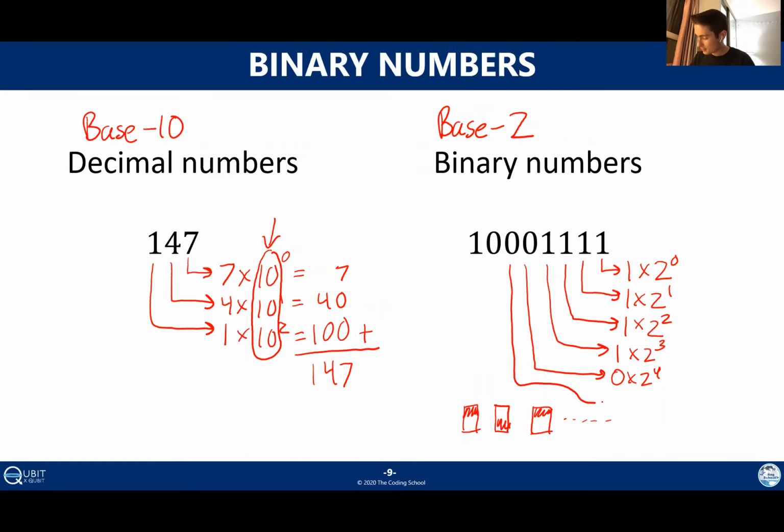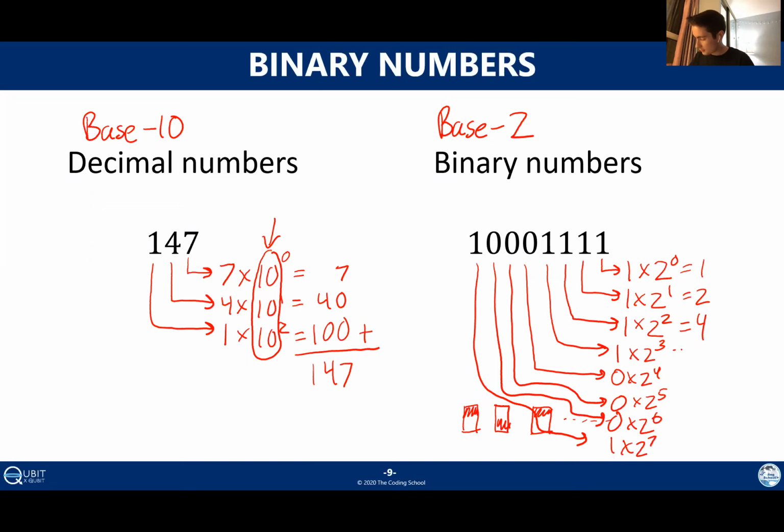Might run out of space here. 5, 0 times 2 to the 6, and 1 times 2 to the 7. Okay, I'm going to work these out just fairly quickly. So we get 1, 2, 4, 8, 0, 0, 0, 128. And don't worry if you didn't follow all of that. We're going to do another example in just a second.